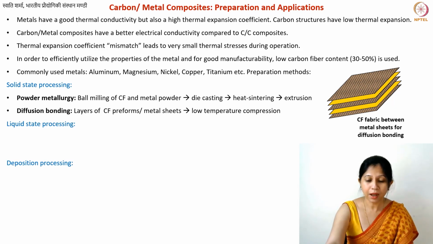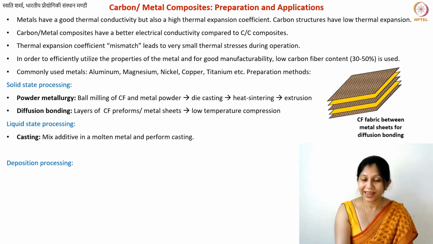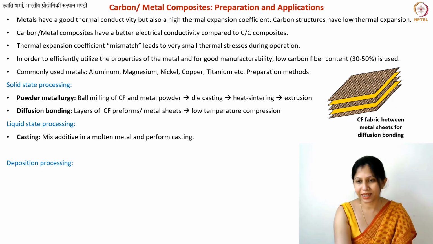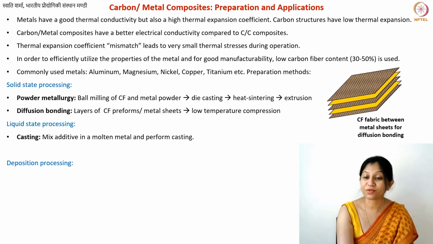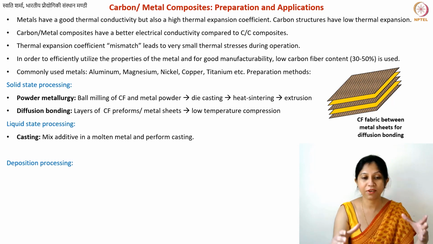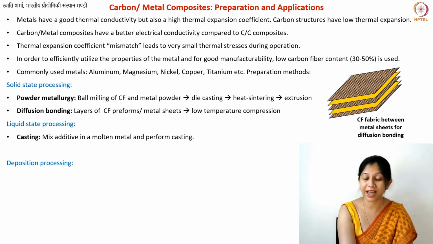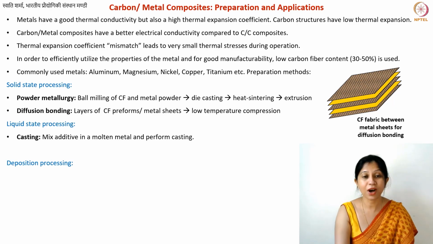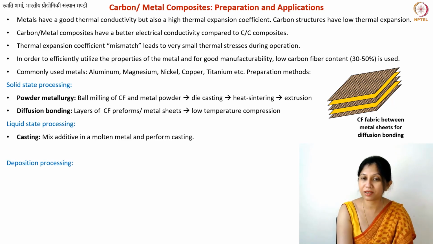Okay, coming to the second type, liquid state processing. The most common liquid state manufacturing process for metals is casting. You melt a metal, you have a cast which is made of a refractory material such as sand, and for better or more sophisticated molds you can even use graphite. You have this mold, you fill the metal, it solidifies, then after that you perform the finishing operation. So this is very common.